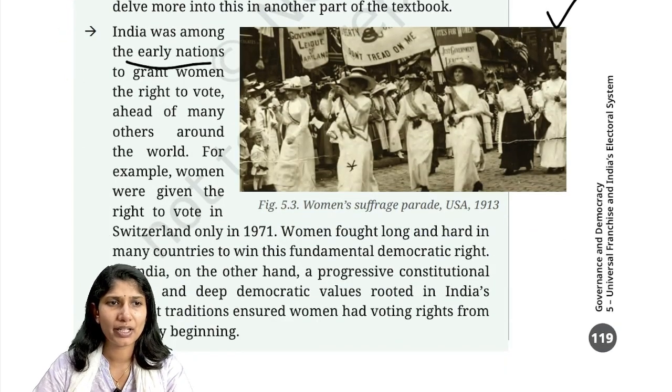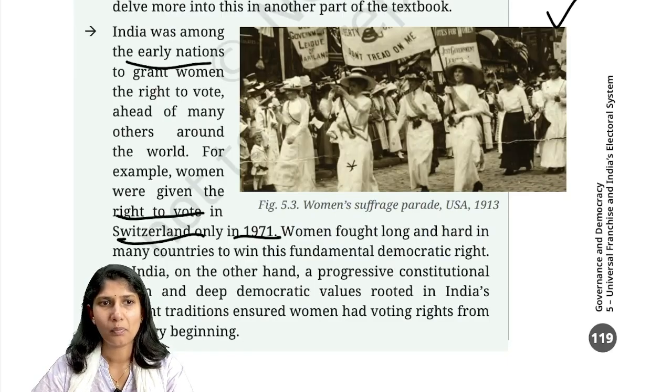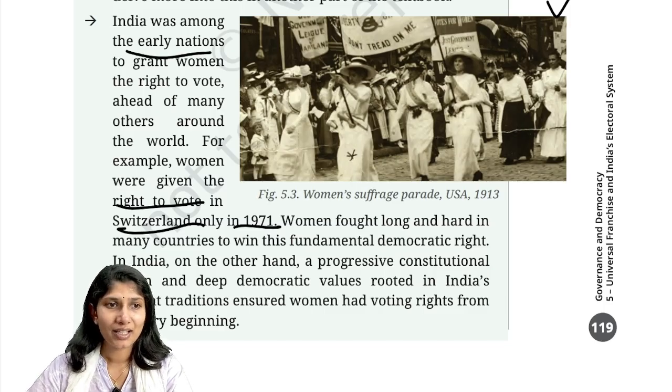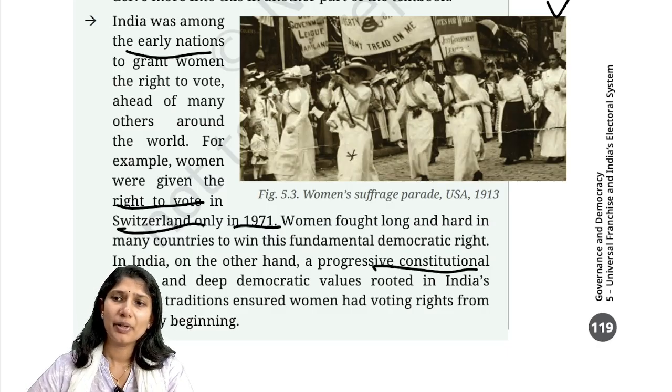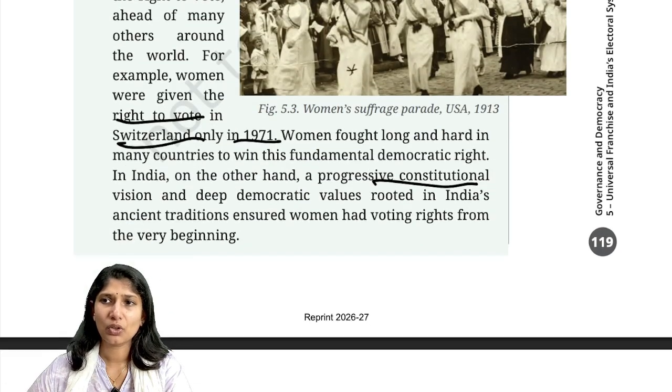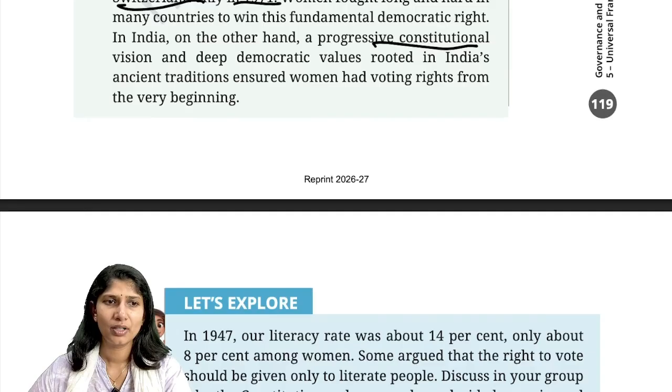For example, Switzerland gave women the right to vote only in 1971. Women had to fight very hard to get this basic fundamental democratic right, the right to vote. Whereas in India, the value of women also having the right to vote has been embedded from the very beginning itself. So that was not a question of debate.